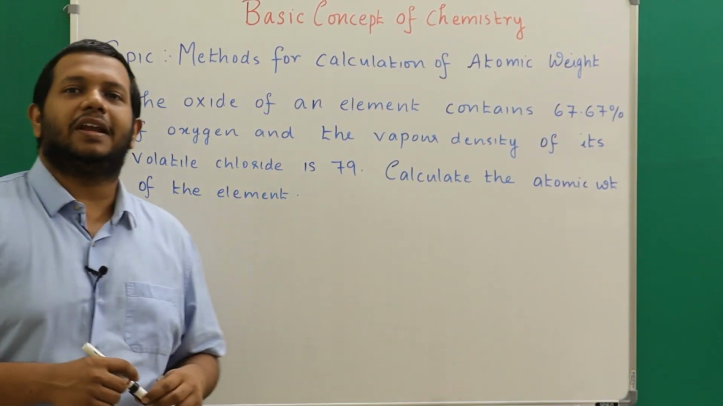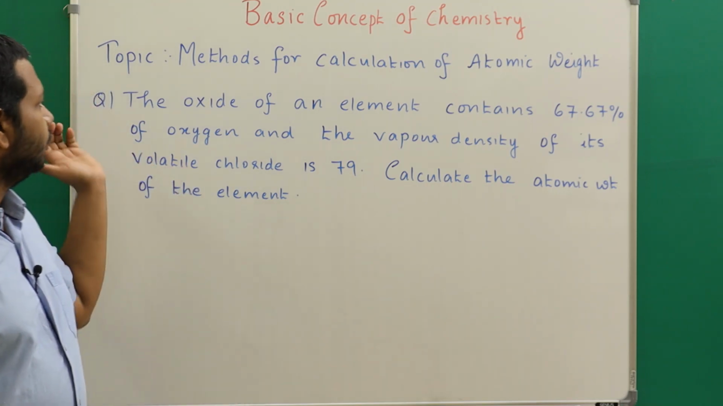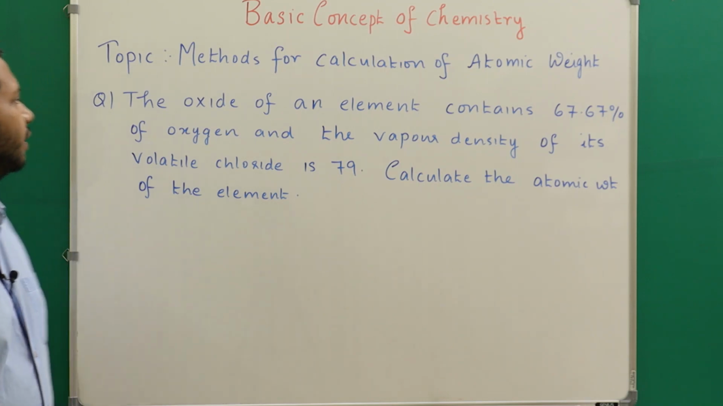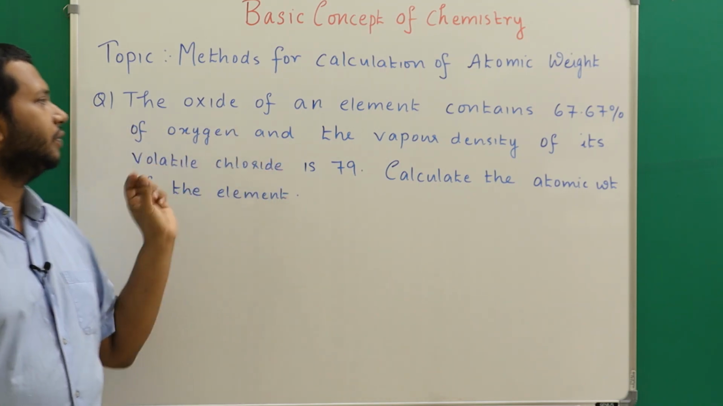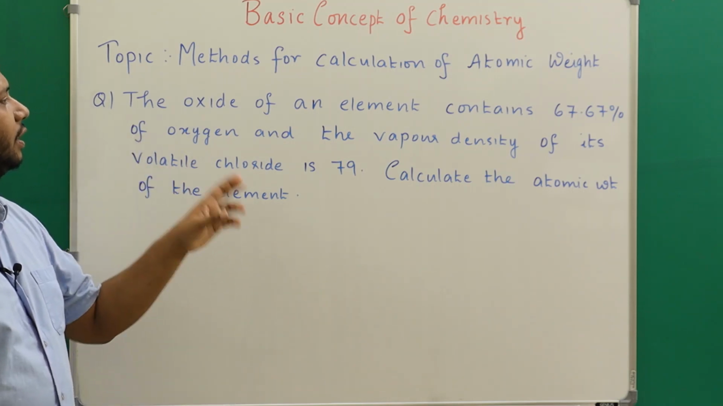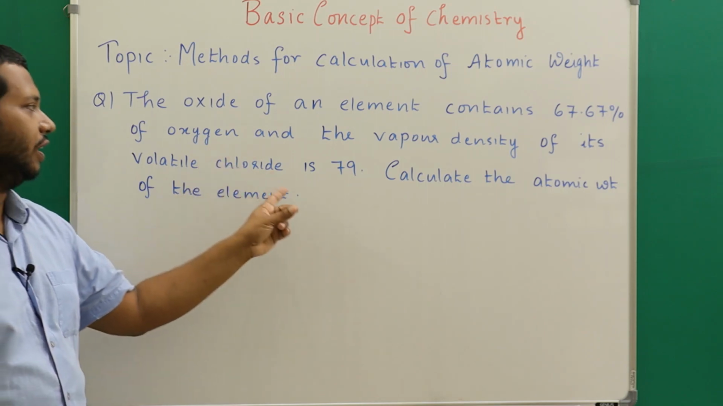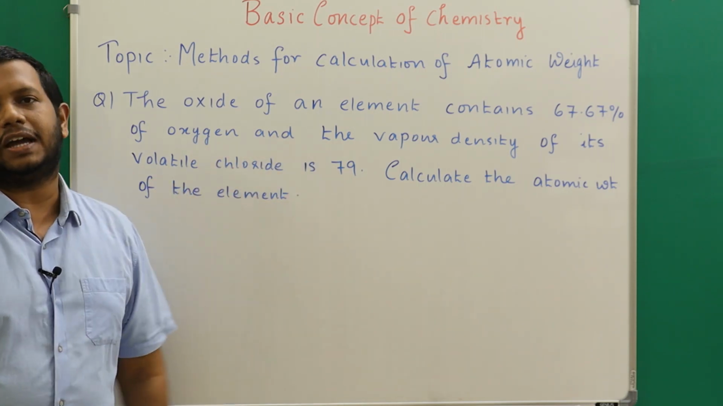Hi students, let's see one of the applications of the volatile chloride method. I hope you could see the question here. Just read the question. The oxide of an element contains 67.67% of oxygen and the vapor density of its volatile chloride is 79. Calculate the atomic weight of the element.